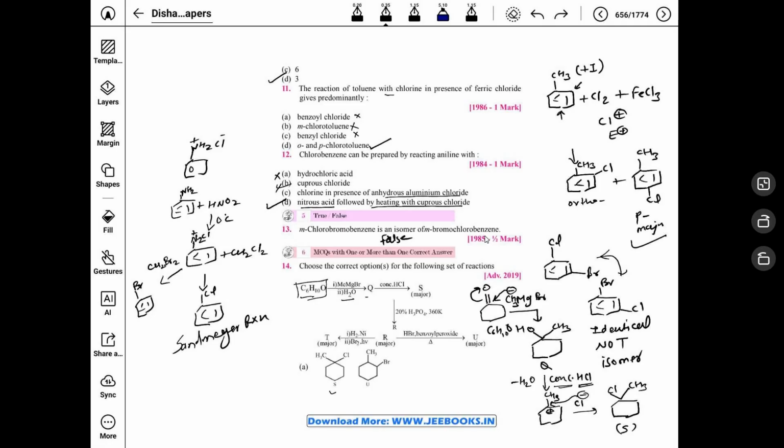And okay, so we have to actually draw all the structures because they are asking every structure T, R, U, and this is an MCQ with one or more than one correct answer. So there could be more than one correct answer. So let's draw other structures.